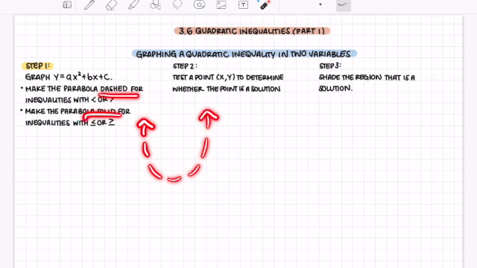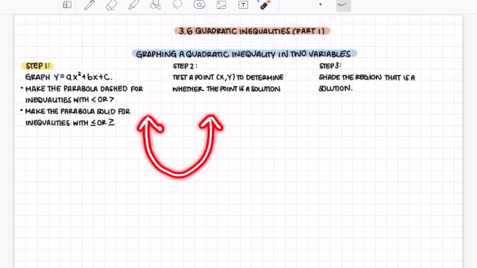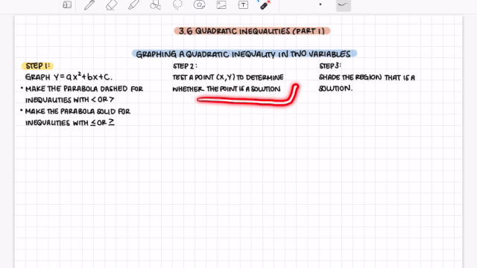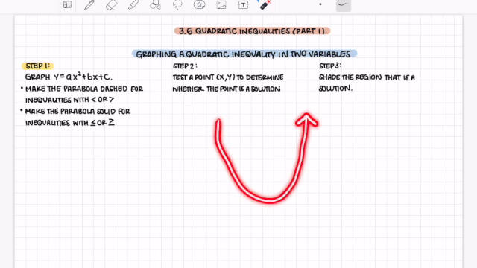If we have a less than or equal to sign, our parabola is instead going to be a solid line all the way through. Once we do that, we also have to test a point to see if it's a solution on the graph. So once I create my graph, I will pick out an ordered pair, such as the one right here, and I'll see if this is a solution or not.